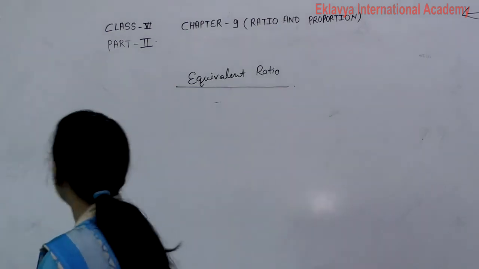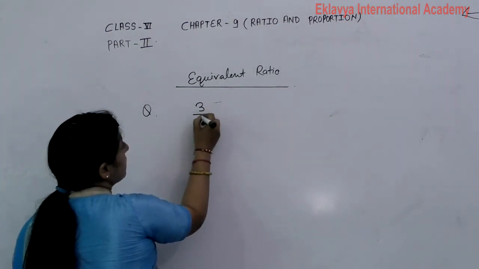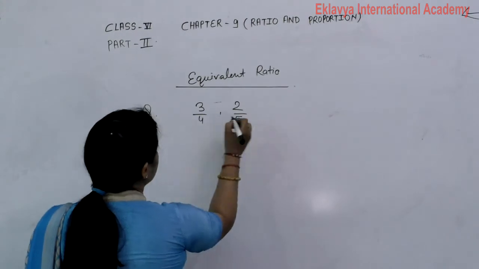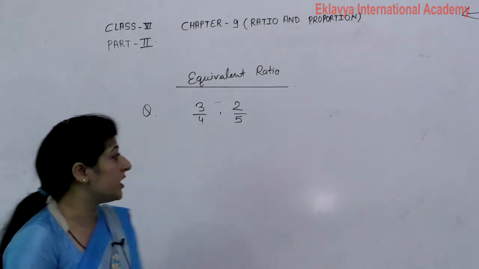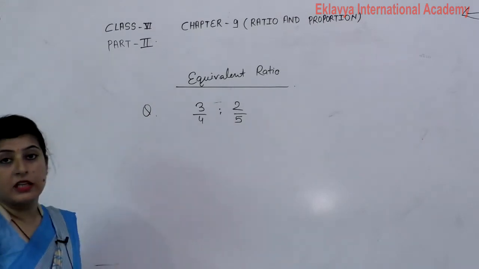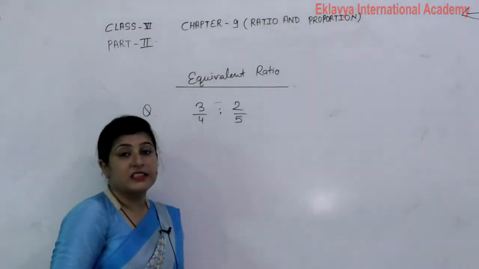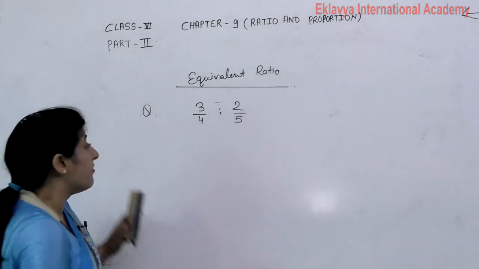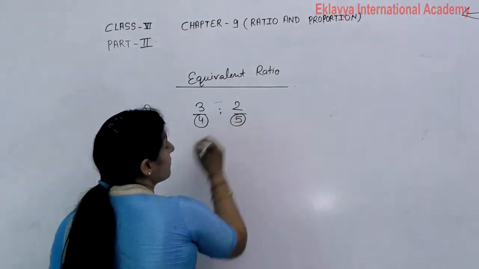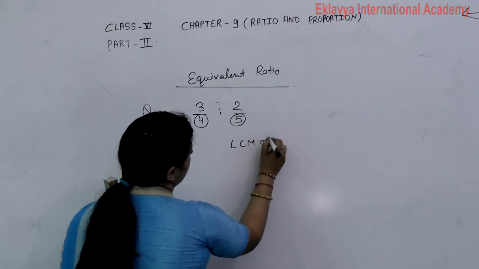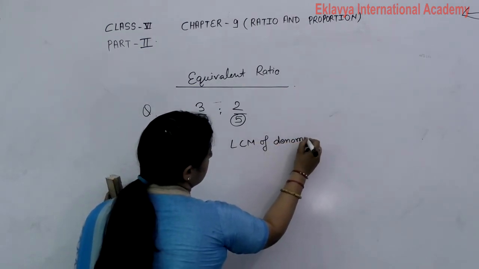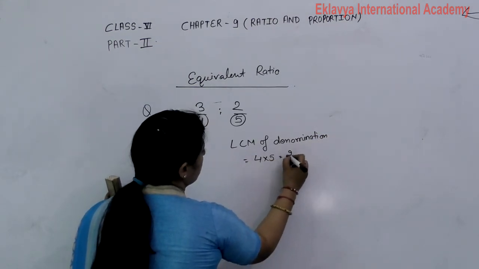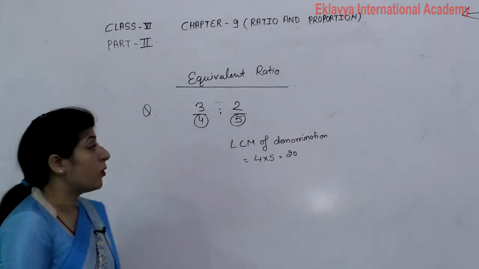You want to simplify. Something is given to you in fractions, 3 by 4 and 2 by 5. We want to change it into a simplified ratio. How to simplify? We will solve this type of problem the same as with fractions. We will take the LCM of the denominators. What is the LCM of the denominators here? That is 4 multiplied by 5 is equal to 20, because both 4 and 5 are co-prime numbers.